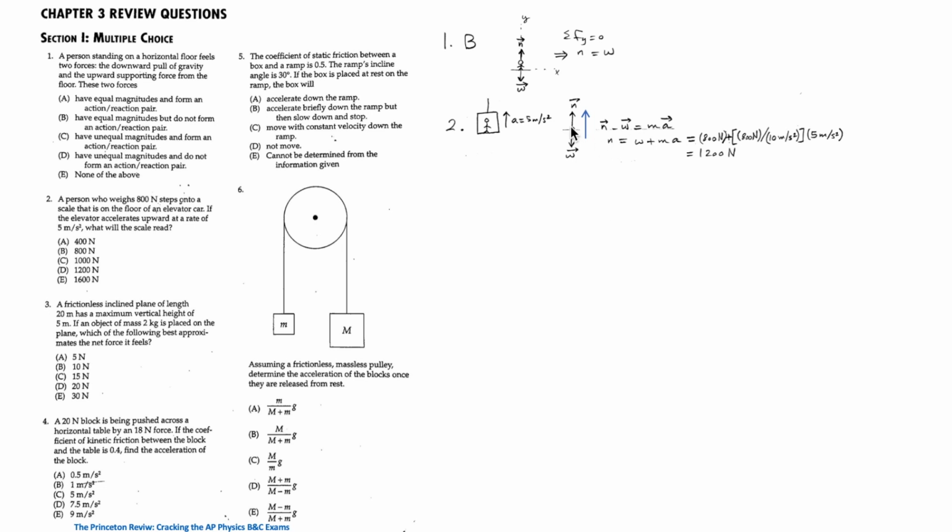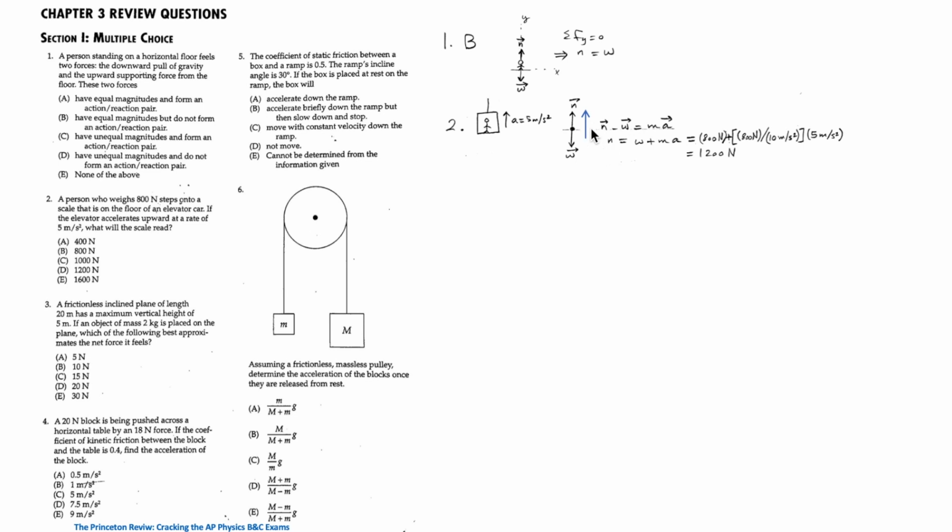So this is the free body diagram of the person. The person is accelerating upwards, and the person exerts a downward force on the scale, and the scale pushes up on the person with an equal and opposite force N. So the scale reading is N, which is the magnitude of the normal force.